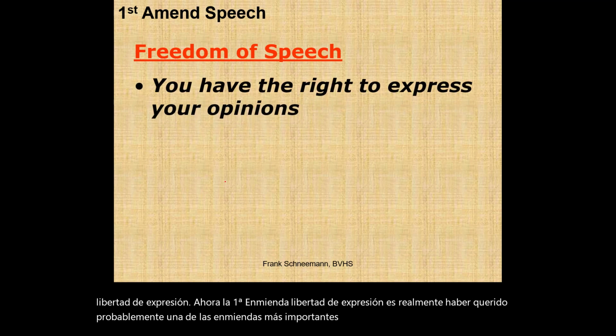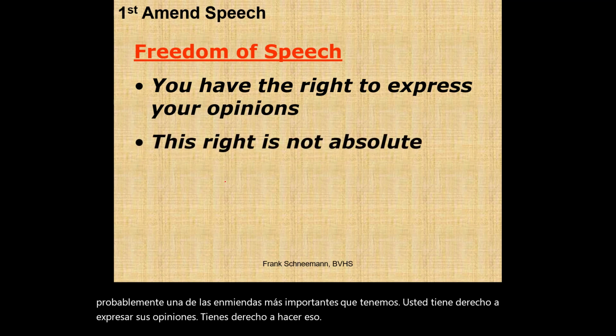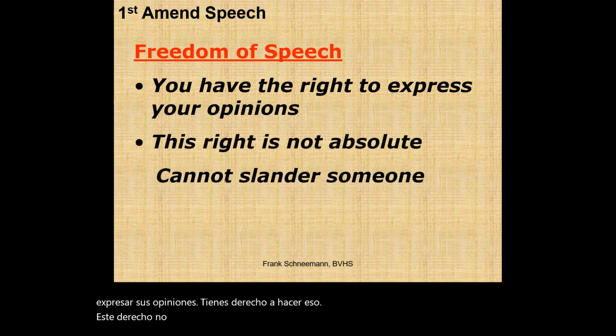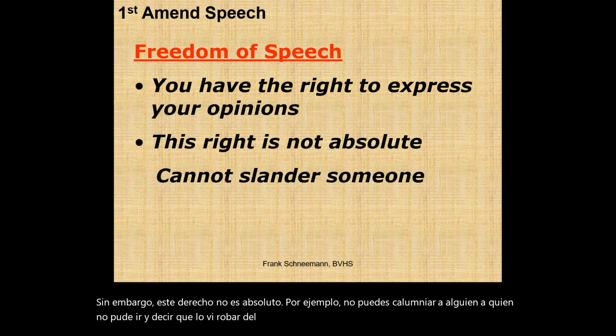You have a right to express your opinions. You have a right to do that. This right is not absolute, though. For example, you can't slander somebody. I couldn't go and say, oh, I saw him stealing from the 7-Eleven, even though it wasn't true. I couldn't do that just to discredit you. You could take me to court and sue me, because you can't slander someone.